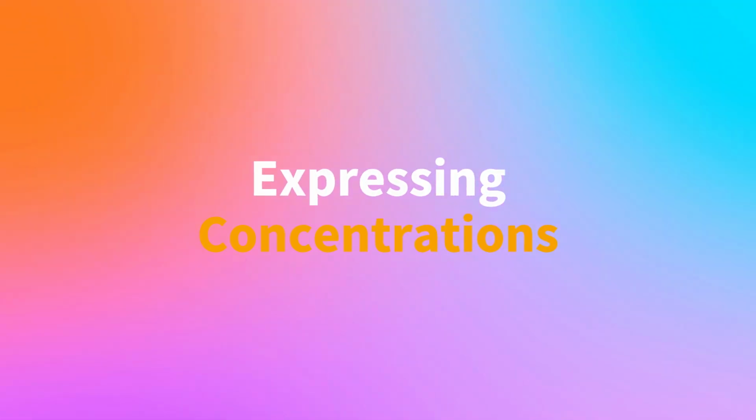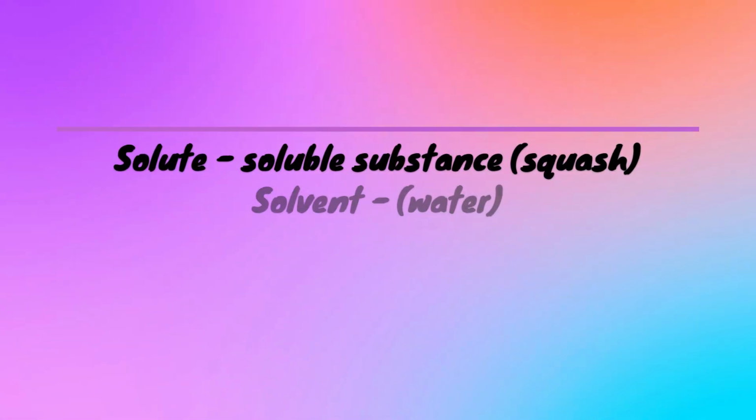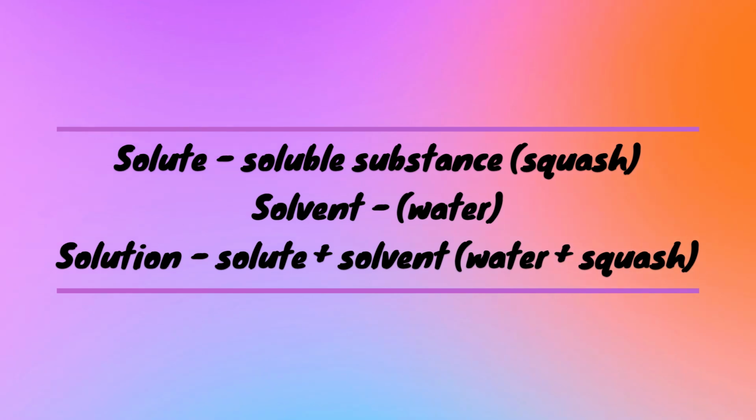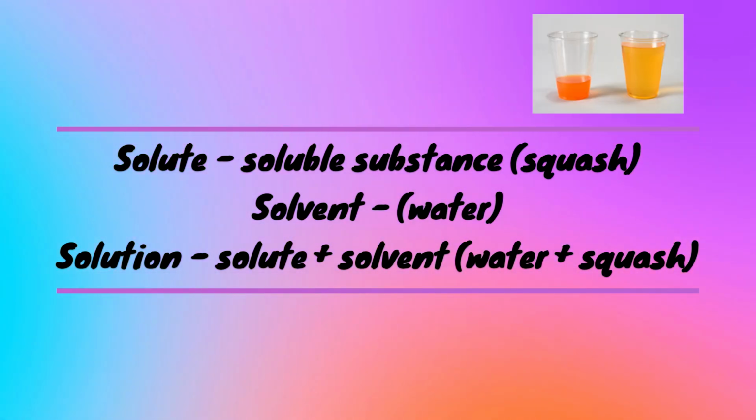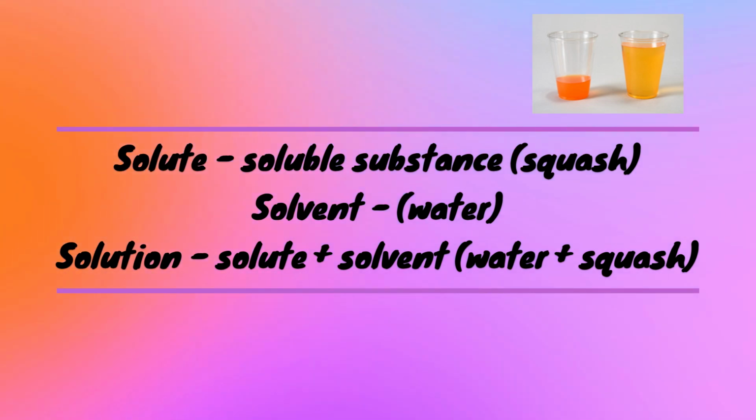The last real topic is expressing concentrations, but there's a few quick terms I want to discuss first. A solute is simply a soluble substance, and we can picture this by imagining we're making squash. In this case, the solute would be our squash, the solvent would be the water, and the solution is the solvent and the solute mixed together, so the water with the squash mixed in. And concentration is simply how much solute is dissolved into how much solvent. Concentration can also be written by the shorthand as seen above, and there are two quick equations that we need to learn off by heart for concentration.